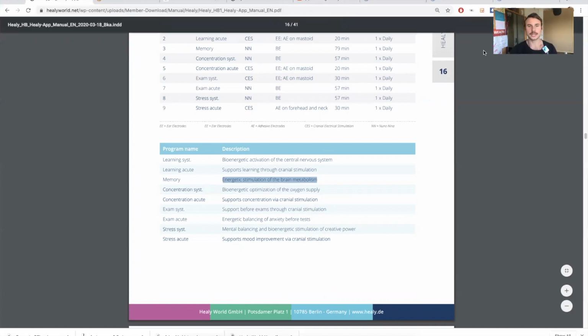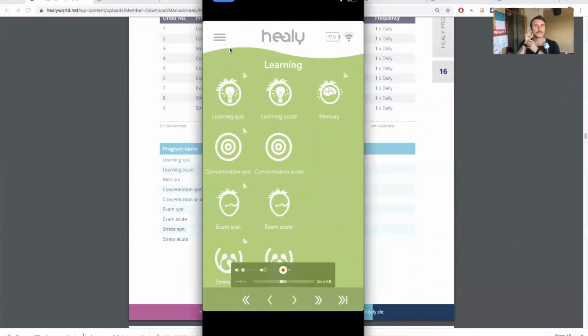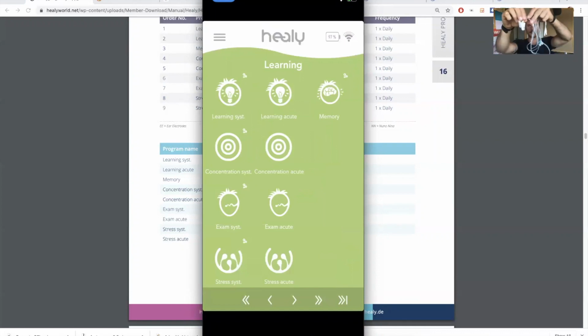I'm also going to show you guys the other part of the Healy. So I'm going to go back and do what they recommended, which was the ear electrodes. I'm going to clip these off and stick in the earplugs. These are the earplugs that you get with the Healy. In America, I think they're not available just yet, unfortunately, but hopefully one day. Now, it doesn't matter which one you put it in, just put it in either one. There we go. Done. And then I'm going to click Learning Acute.